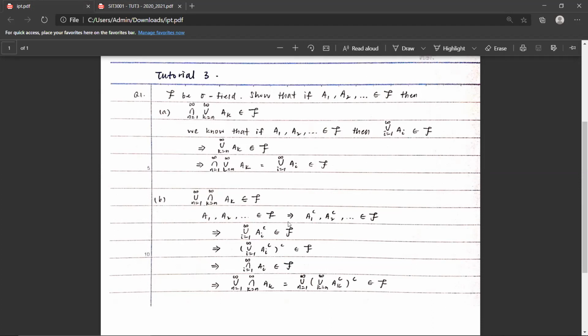And then for part B, for A1, A2, and so on in F, the complement of each of A1, A2, and so on is also in F. And then the union of all of these complements is in F. And the complement of the union of these complements, the Ai complements, is in F. Actually, this equals the intersection of the Ai. So in the end, we know that the intersection of AK actually equals this and is in F.